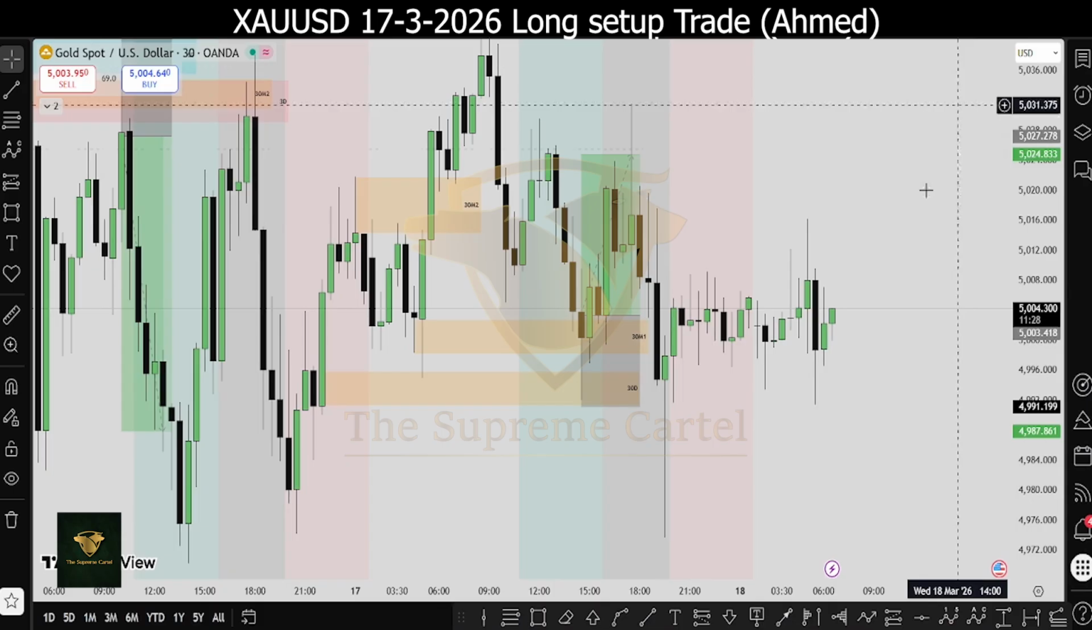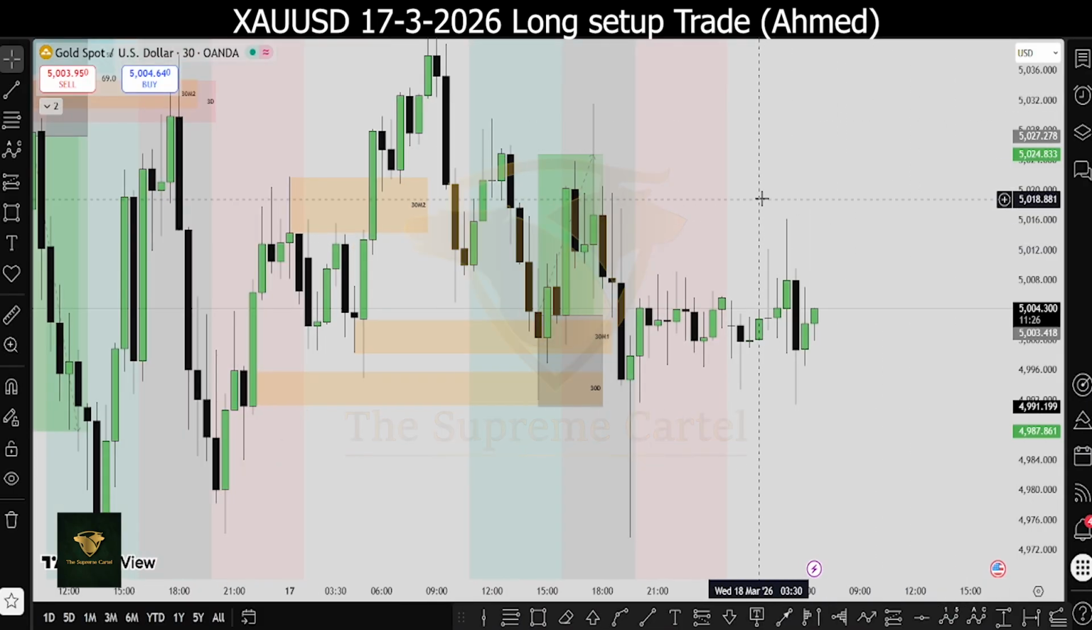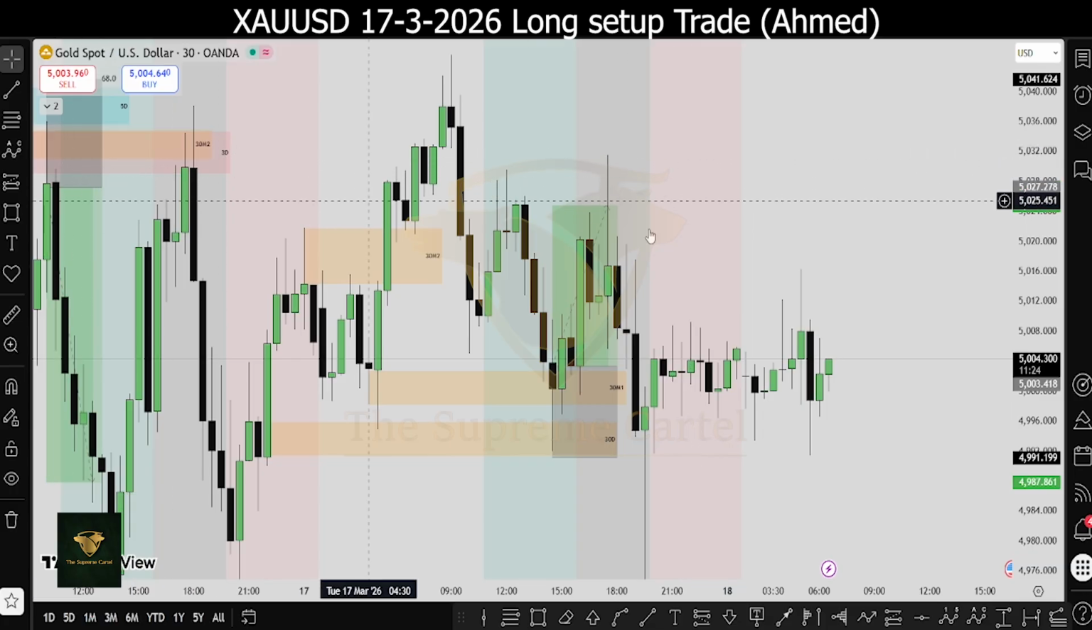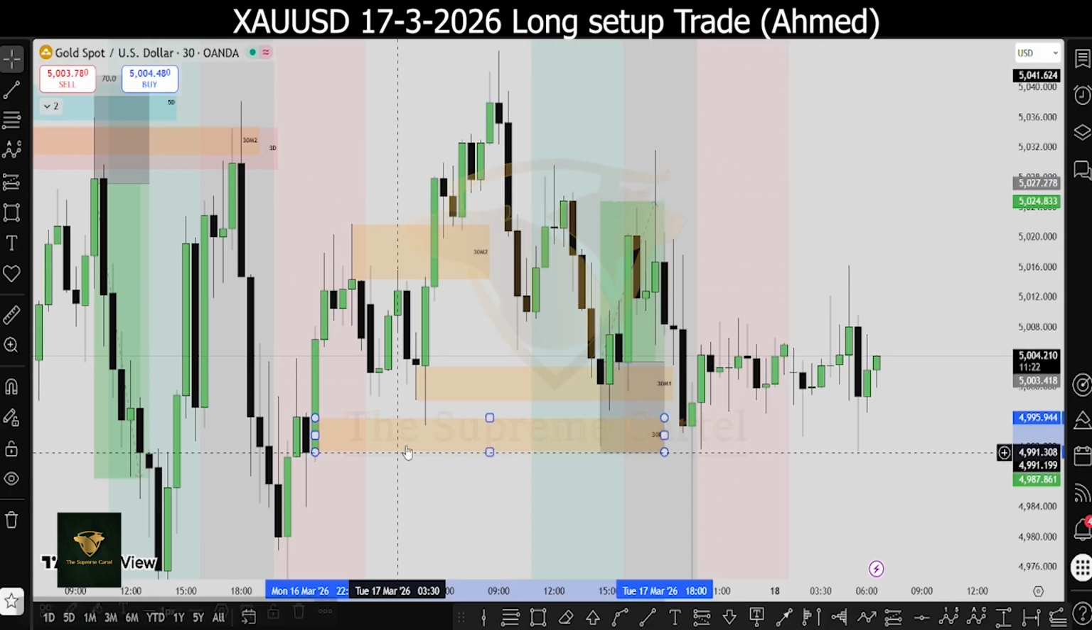This is the trade that I took on the 17th of March. I took a long position on gold. So let me break the trade down for you with my analysis. So yes, this is how the trade is. Now let's start.